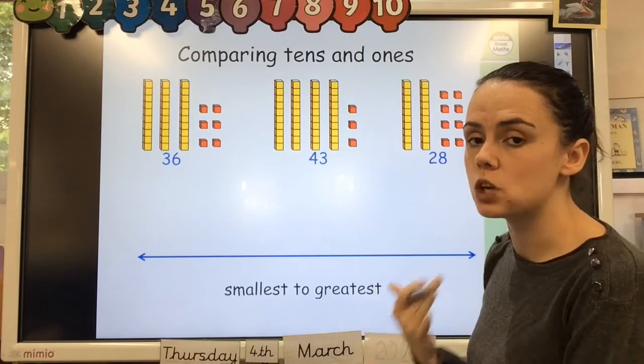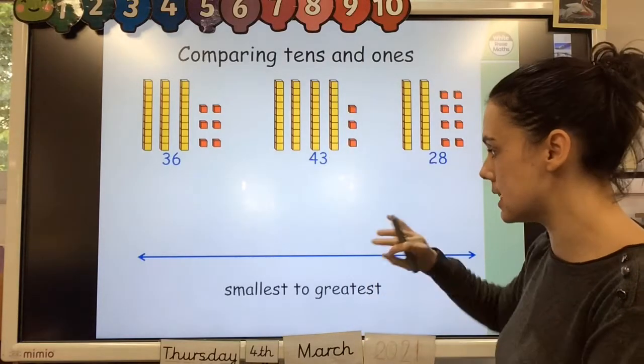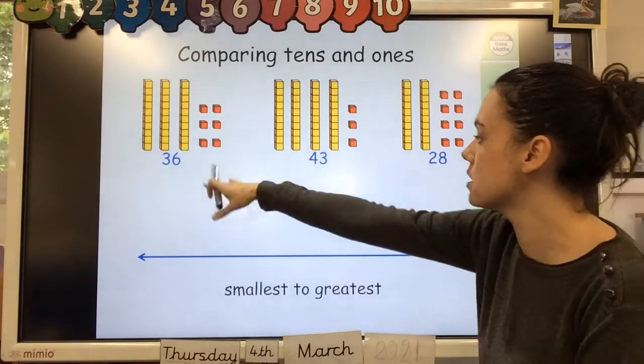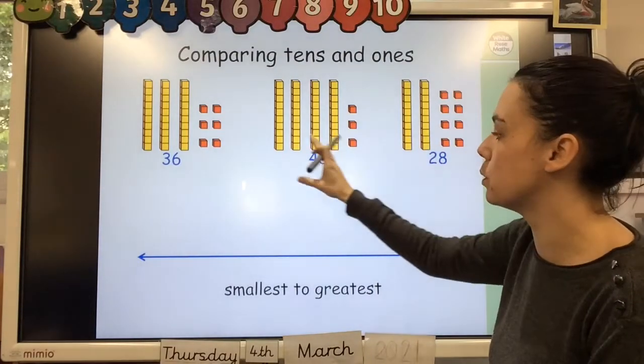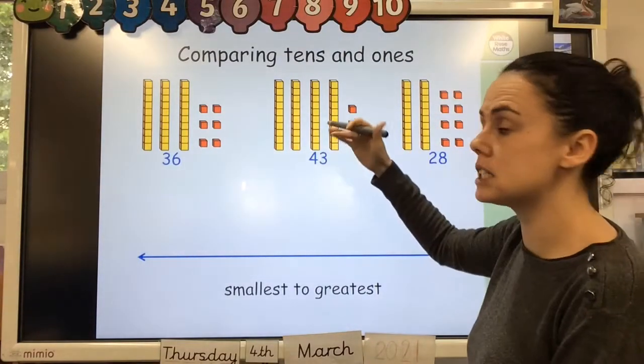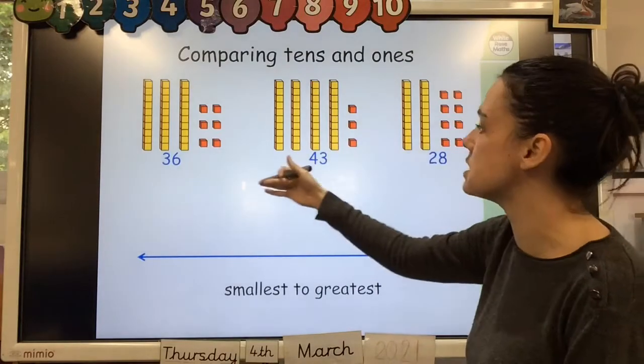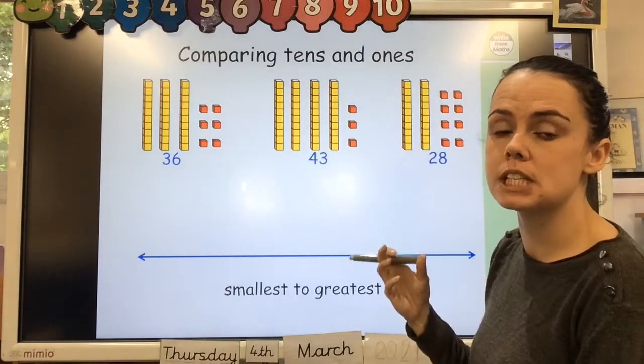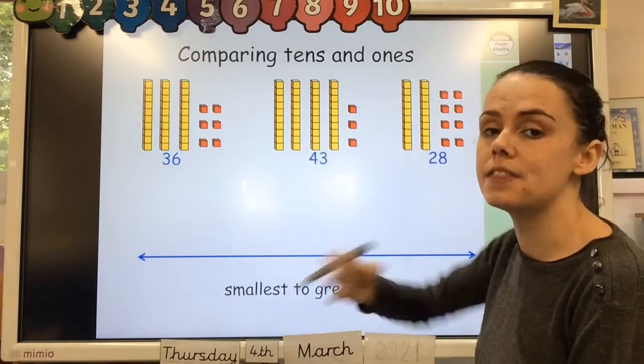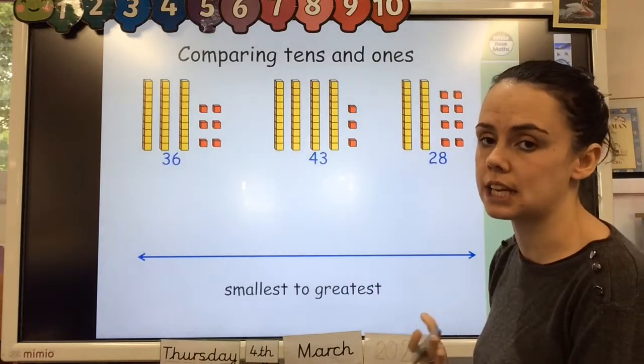No, it's not going to be, because if we look at our tens as well, the tens are different, although the ones are different too. So if we look at our tens and compare them to our ones, they are different, and we always need to go by our tens and then our ones. So let's start by looking at our tens.